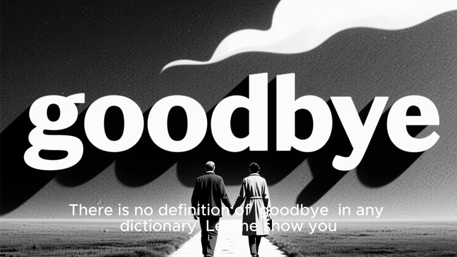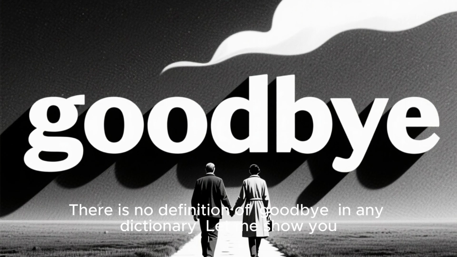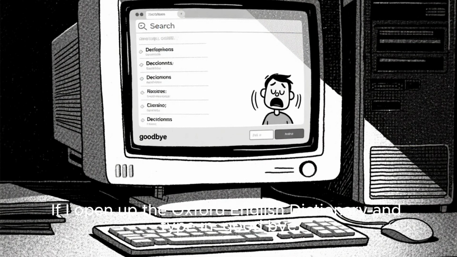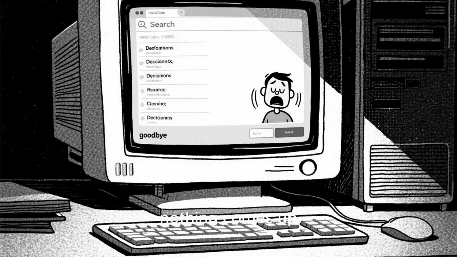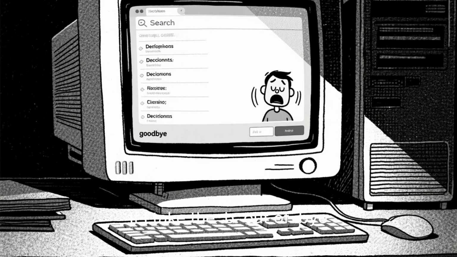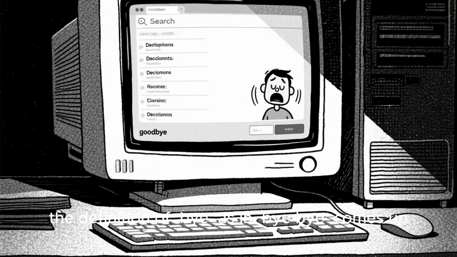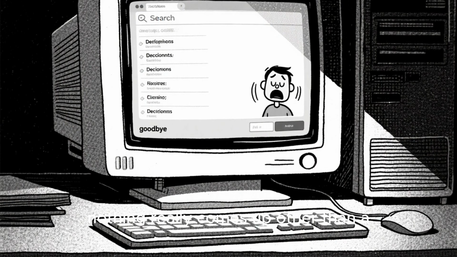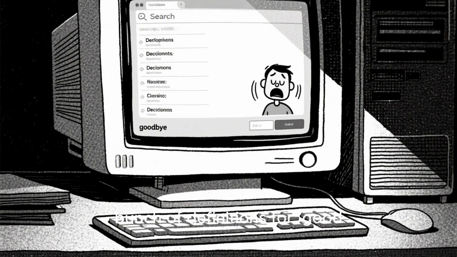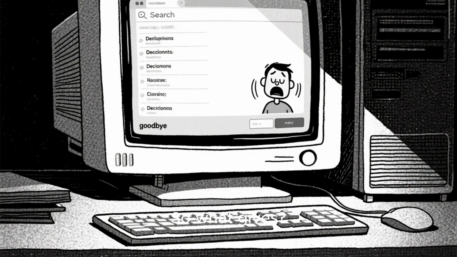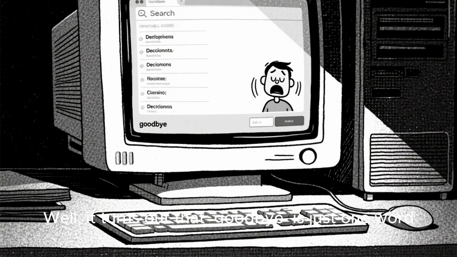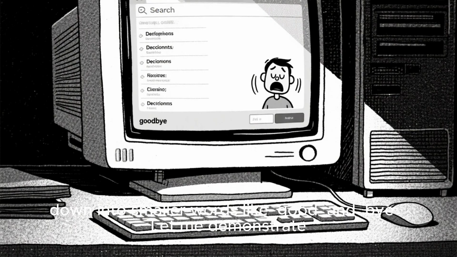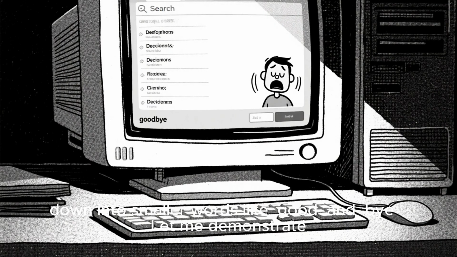There is no definition of goodbye in any dictionary. Let me show you. If I open up the Oxford English Dictionary and type in goodbye, nothing comes up. If I take the good out of goodbye, the definition of bye comes up, but not goodbye. If I type in good, nothing really comes up other than a bunch of definitions for good. So what gives? Well, it turns out that goodbye is just one word. And that's why it doesn't break down into smaller words like good and bye.